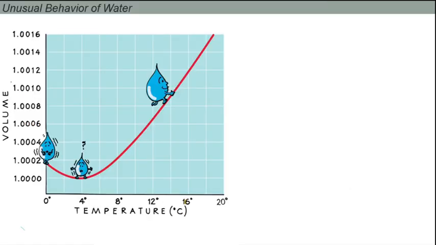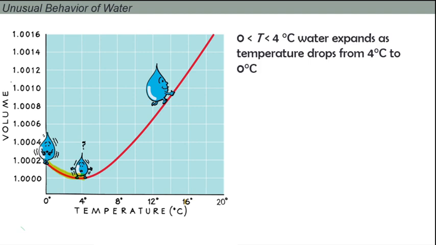We have learned the general rule that as the temperature increases, the object will expand, and if the temperature decreases, the object will contract. However, cold water is an exception to this rule. As we can see from our volume versus temperature graph, the water from 0 degrees Celsius going to 4 degrees Celsius contracts, making its density increase.